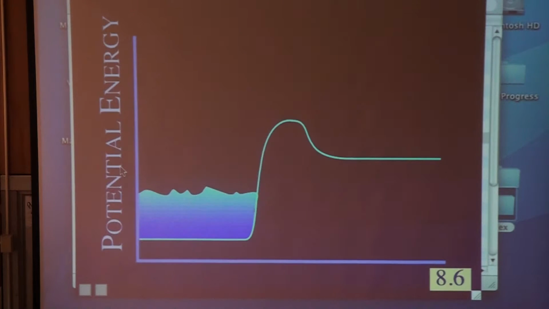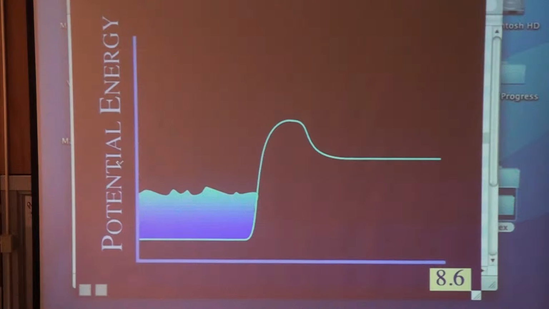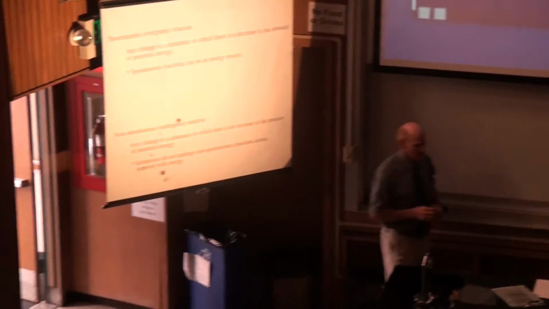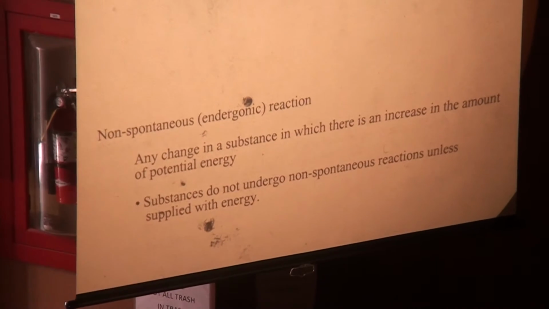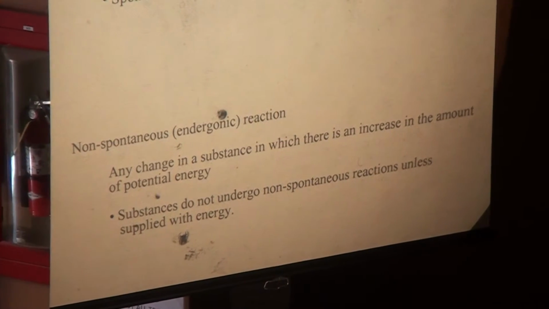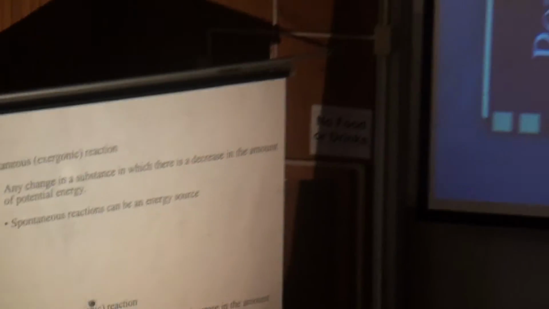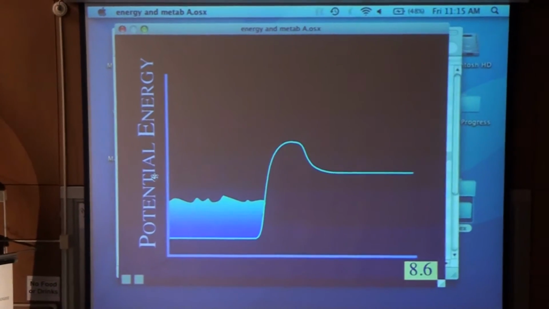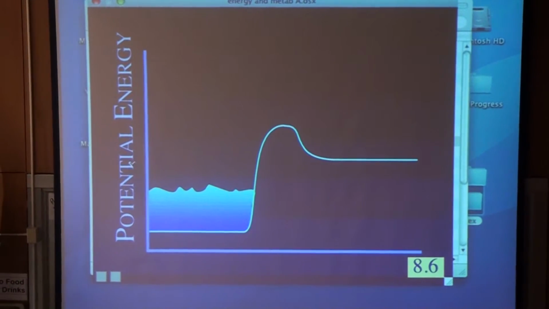Now, if we look at the flip side of that, or the opposite case, if we have some water at a low elevation and we want to raise it up to a higher level, that would be a gain of potential energy for the water. And we call any reaction like that a non-spontaneous or endergonic or uphill reaction, any change in the substance where there's an increase in the amount of potential energy. And we know from common experience that water doesn't flow uphill. So no substance is going to want to undergo a non-spontaneous reaction where it gains potential energy on its own. Just in our universe, that type of reaction just doesn't happen.